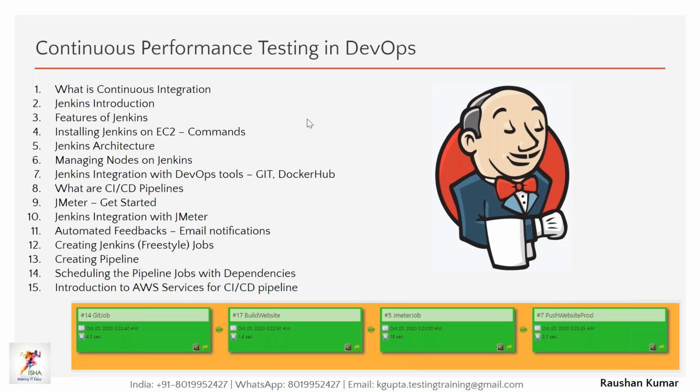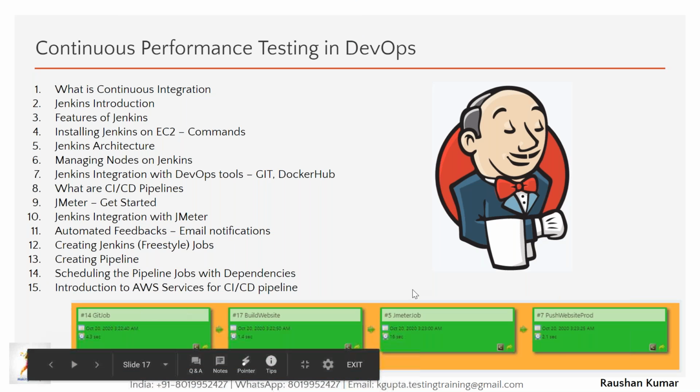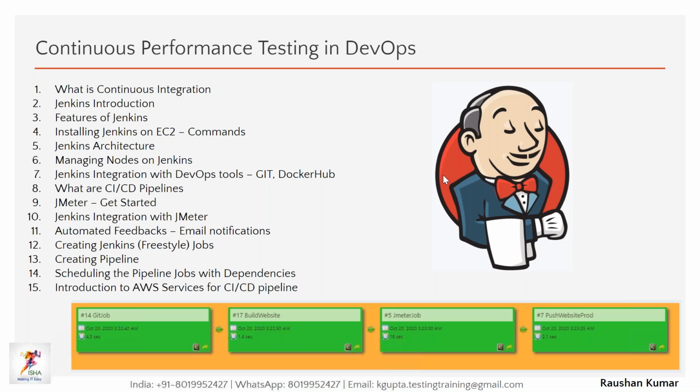So this is what I was talking about here. I'm going to create this pipeline. This is the last topic, continuous performance testing in DevOps. This is what I'm going to cover in DevOps. All these things I'm going to cover.